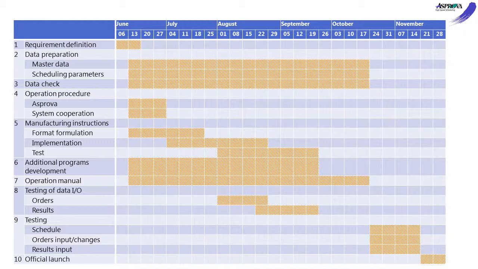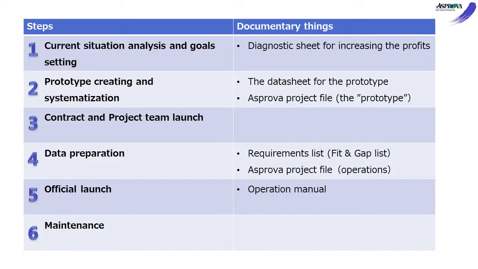maintenance of the system is necessary in order to add or change the production items, manufacturing equipment, etc. Because of this, conclude a maintenance contract with the Asprova company in order to use Asprova for a long period of time. There are many specifics in every project implemented with Asprova, so I have only explained the common procedure.